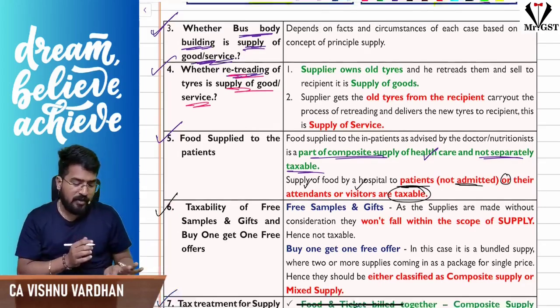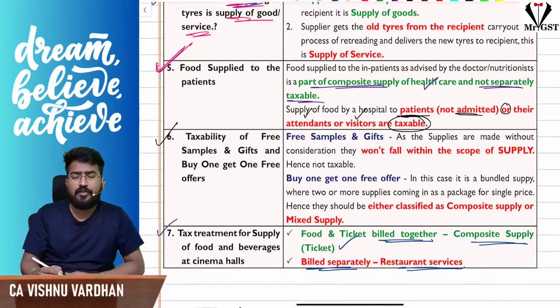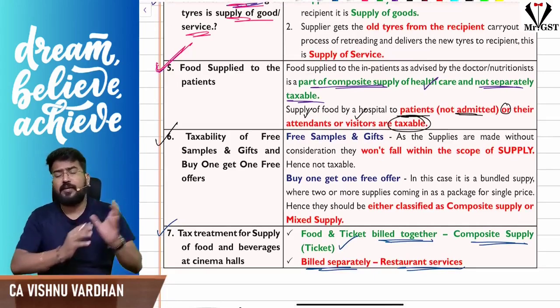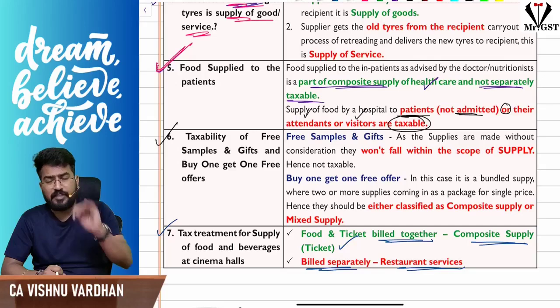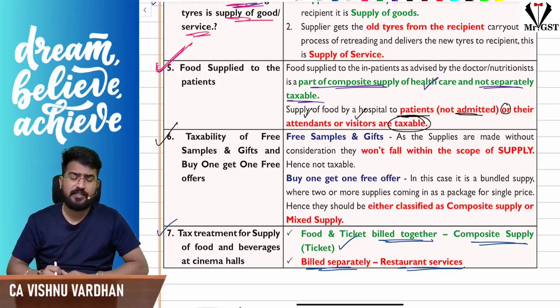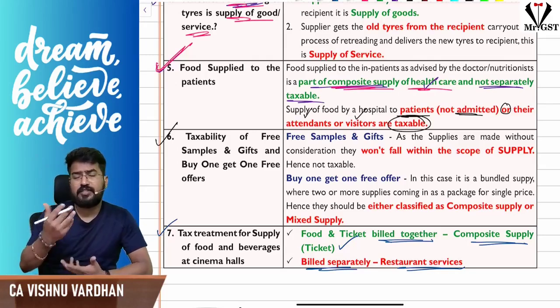Simple one. Sir, what about food supply to the patients? Food supply to the patients, please understand, if at all it is an inpatient, that means the patient who is admitted in the hospital. For that patient, if you are supplying the food, it is nothing but part and parcel of your healthcare service. So it is treated as composite supply of healthcare service and not charged separately.